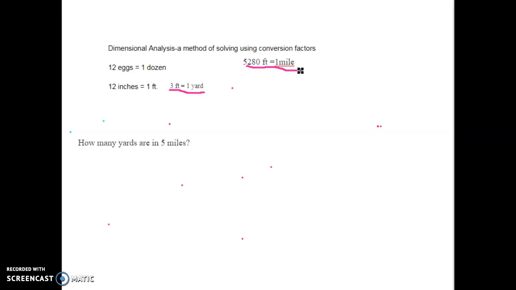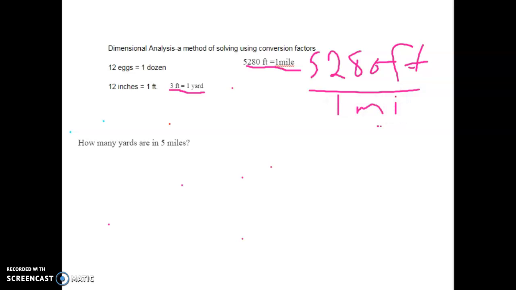So remember, I can write this as 5,280 feet over 1 mile. Sorry, this stylus does not work well. Or I can flip this the other way. And this one I could say 3 feet in 1 yard. And again, I can flip this and use this however I want. I do know I want to end up with yards, and I'm given miles. So that gives me a starting point and an ending point.